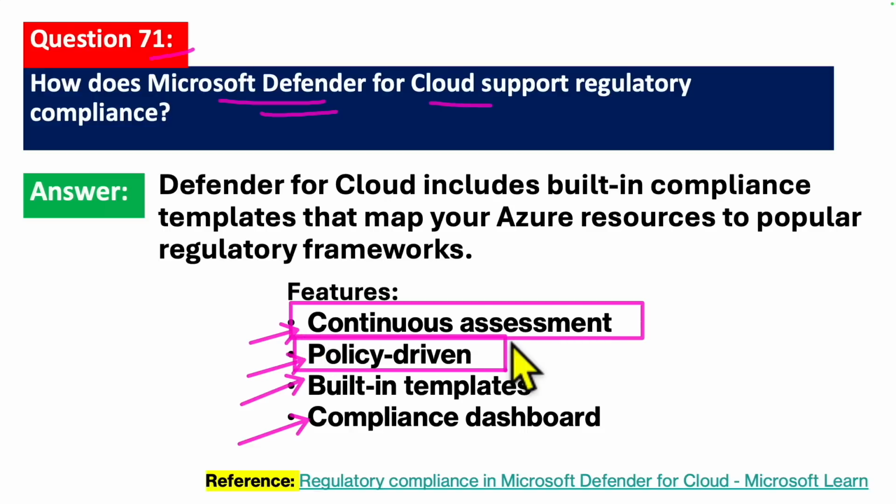Second is policy driven options. See, these policy driven enforcement allows you to utilize Azure policy to automatically enforce compliance with standards and configurations. Third is built in templates. Microsoft has these built in or predefined templates which you can use for standards such as ISO 27001, PCI DSS, NIST, and SOC TSP, which will make it easier to map resources to these frameworks.